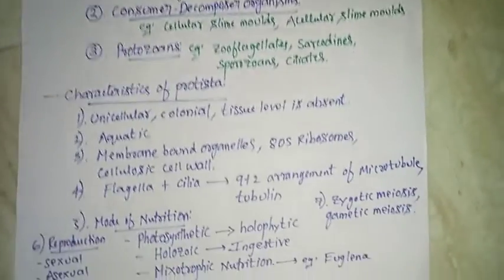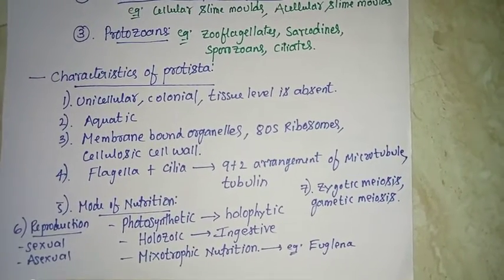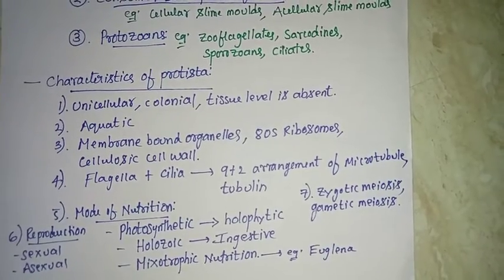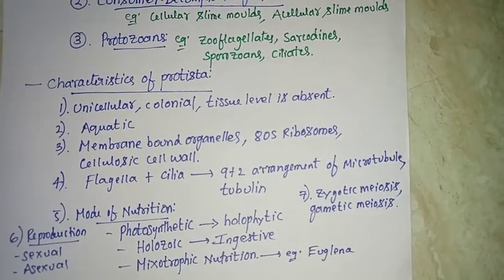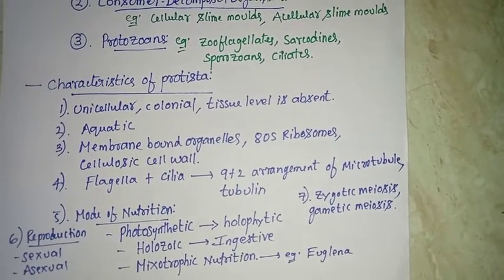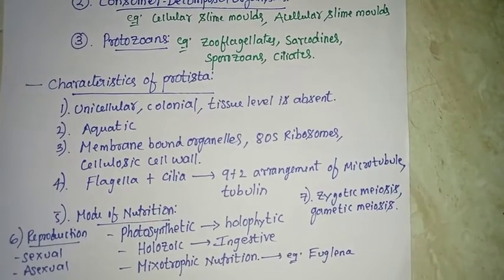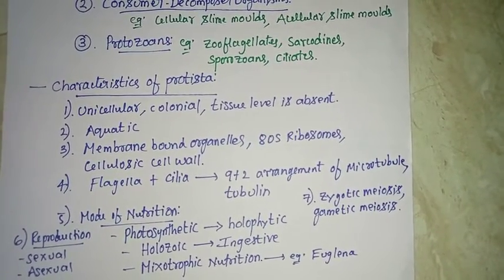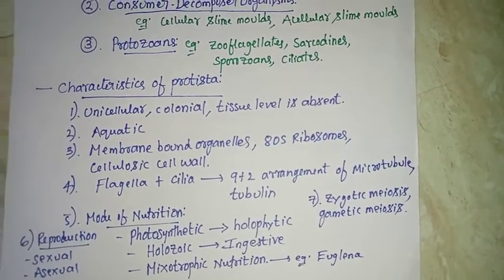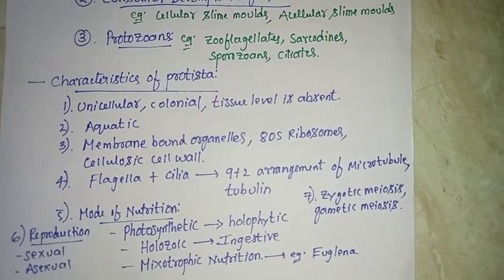Look at here students, these are the characteristic features of Protista. It is unicellular or colonial, tissue level is absent. Generally it is aquatic. Membrane bound organelles are present. 80S ribosome is present. Cellulosic cell wall is present. Here both flagella and cilia show a 9+2 arrangement of microtubule protein.